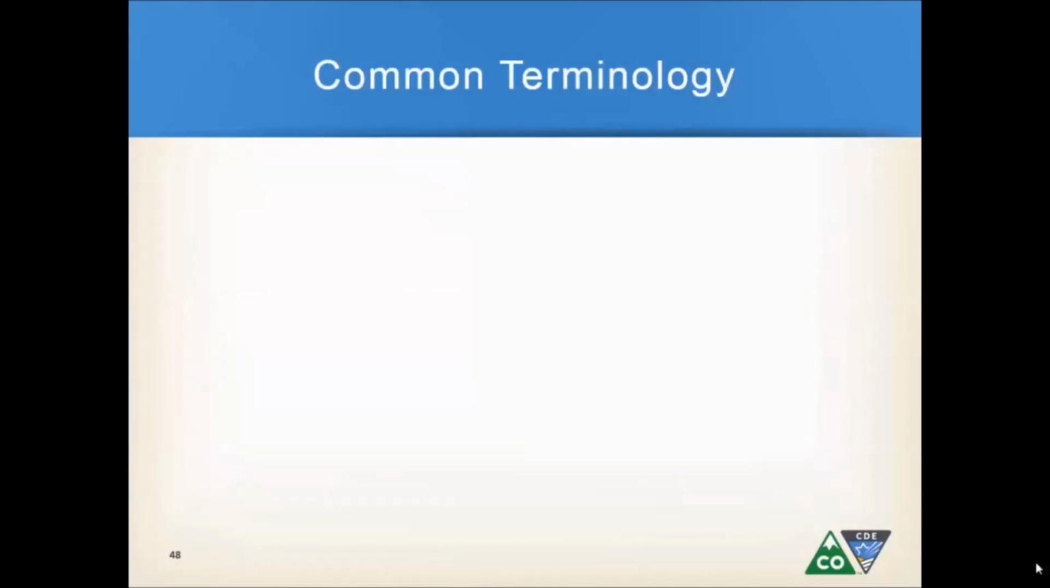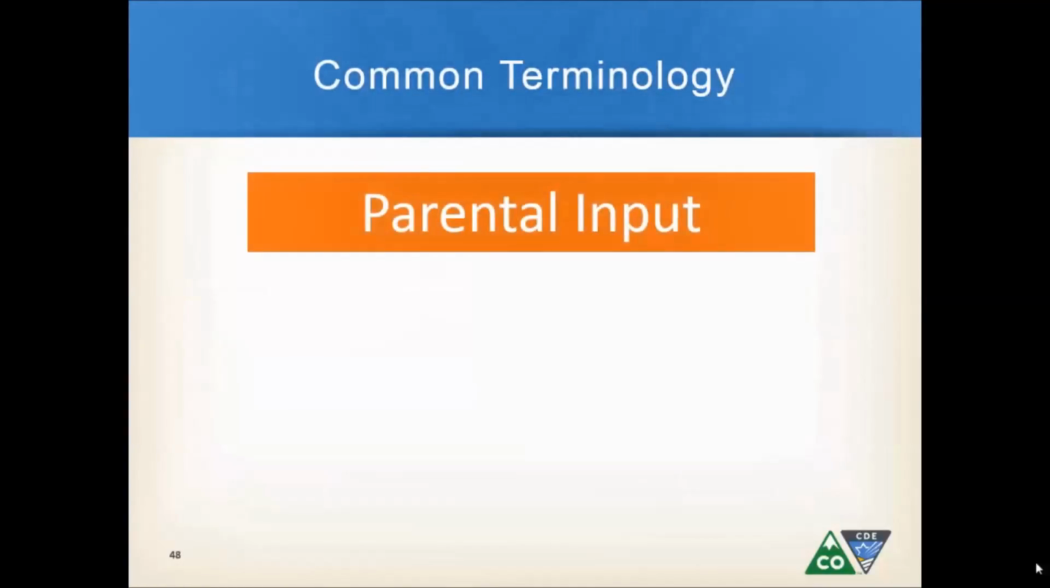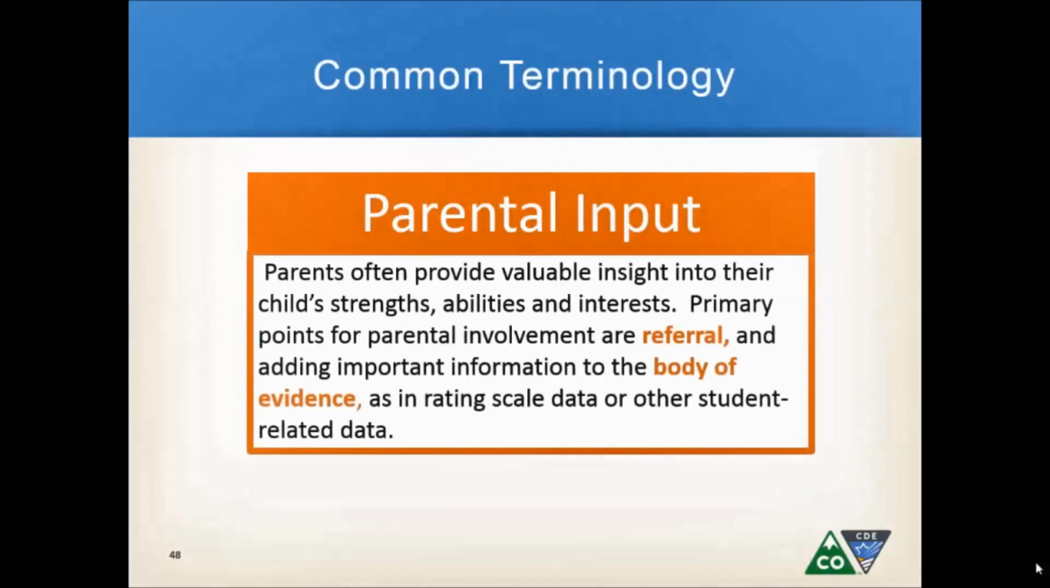Let's return to our common terminology. Gifted rules specify parents should be provided the opportunity to provide input into the gifted identification process. You know, parents provide valuable insight into their child's strengths and abilities and interests. Now, primary points for parent involvement in the process could be a referral or adding other important information to the body of evidence, such as a rating scale or other student-related data.